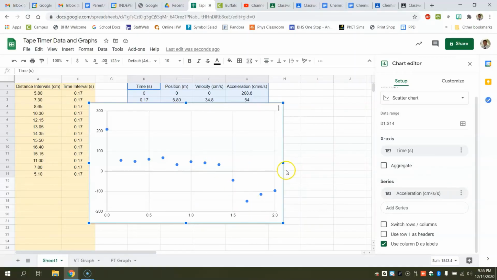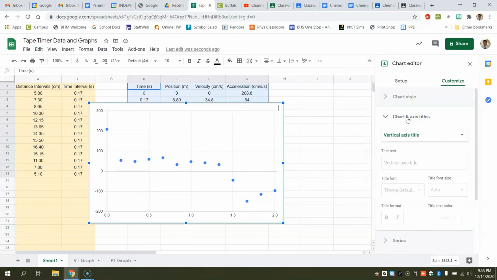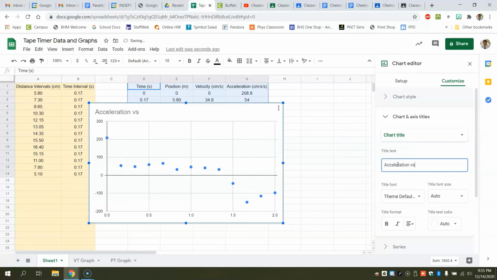We now need to put in our chart titles. That's again under our customize. So chart title, I'm going to go to my chart title first. So this is going to be our acceleration versus time for the green pickup truck.